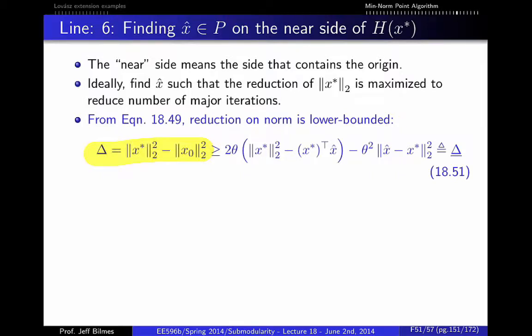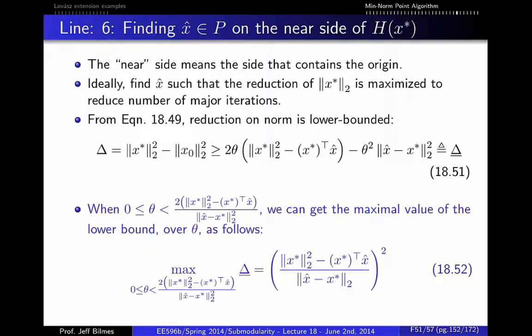And then from the expansion, looking at the difference, sort of the convex combination of x star and x naught, that reduction is lower bounded by this quantity, which is a function of theta. And let's just define that delta sub bar. Okay, so that's a lower bound on the reduction.